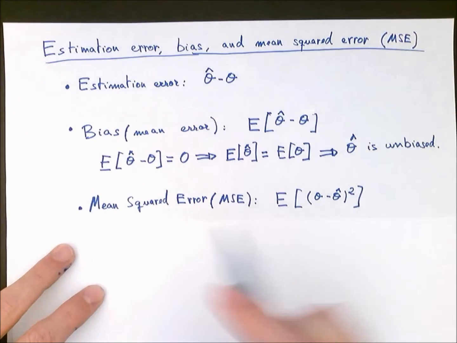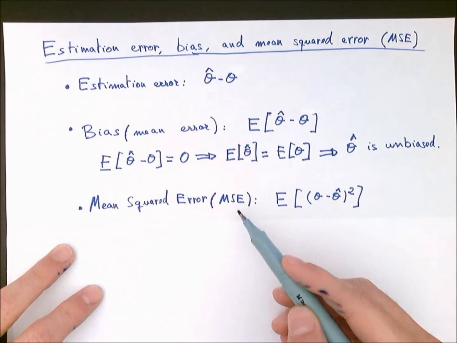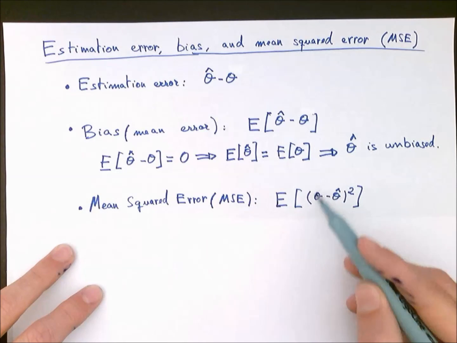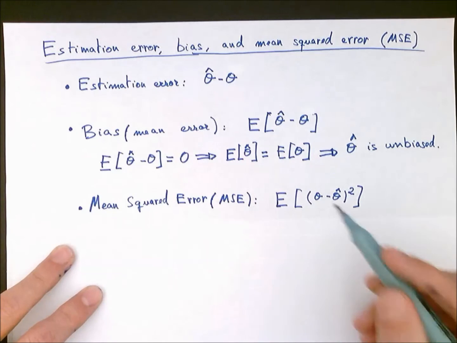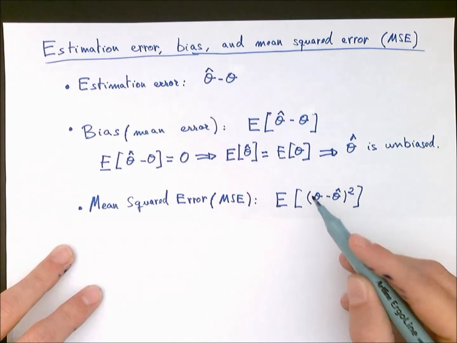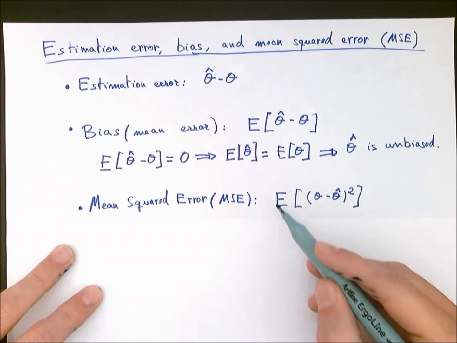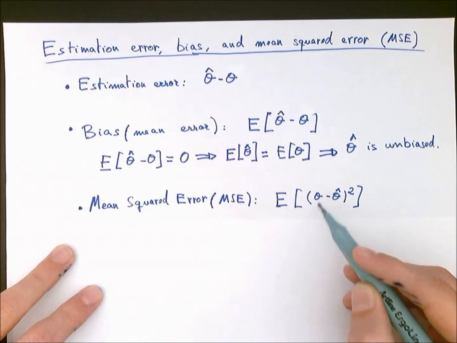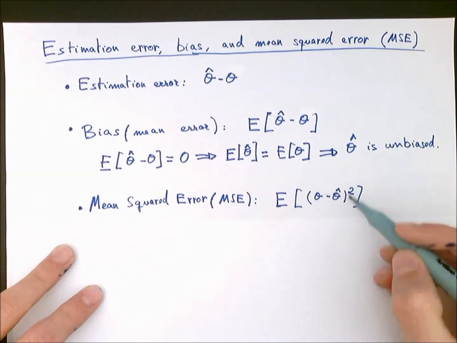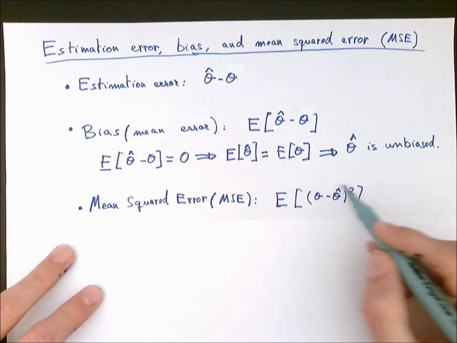Another measure that circumvents this problem is the mean squared error. The mean squared error, which we usually abbreviate as MSE, as its name indicates, is the expectation of the squared estimation error. Now you can see that no matter whether the estimator is over or underestimating the true quantity, the squared estimation error will always be positive. Hence, when we take the expectation of the squared estimation error, we will not be in the situation that positive and negative errors compensate each other, and instead we will get a measure that will depend not on the sign of the estimation error, but only on its absolute value.